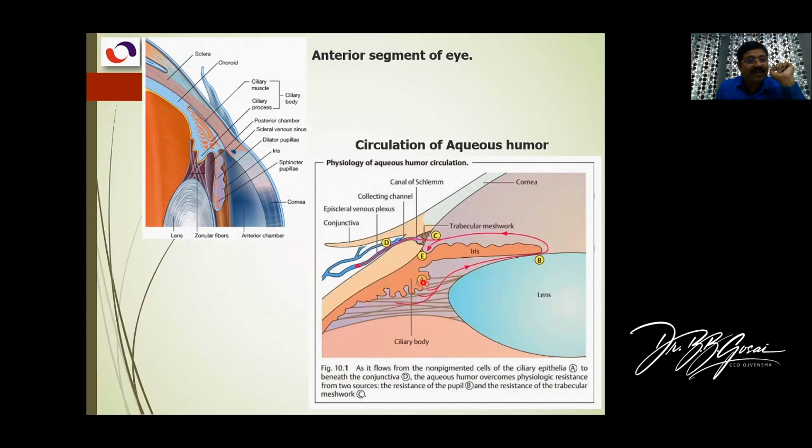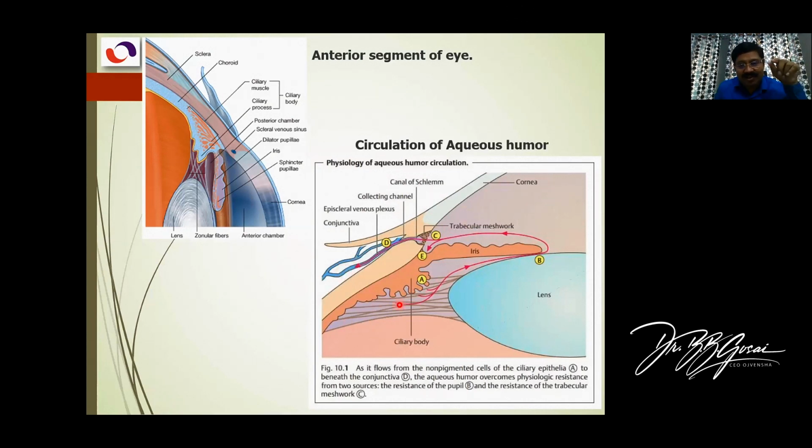This is the ciliary body. So from here, the fluid exudes and secretes into this particular chamber. Then it flows through the small gap between the lens and the iris to the anterior chamber. Then it passes at the corner, which is known as the sclerocorneal junction. That's the point. Here, there is a canal of Schlemm. From this particular canal, the fluid will enter into the venous plexus. And that's how it is drained.